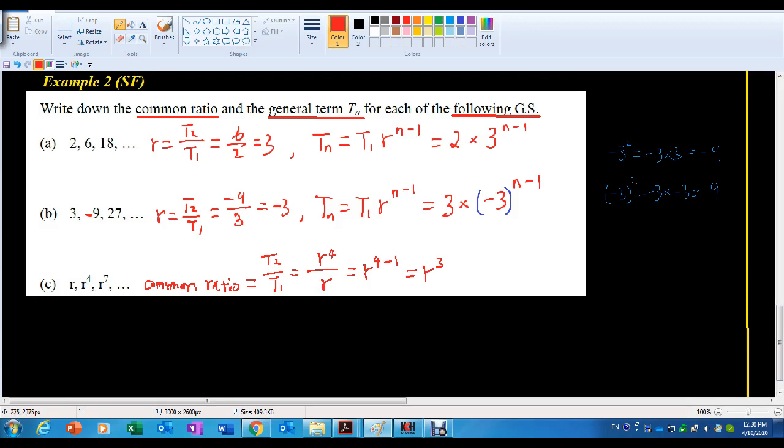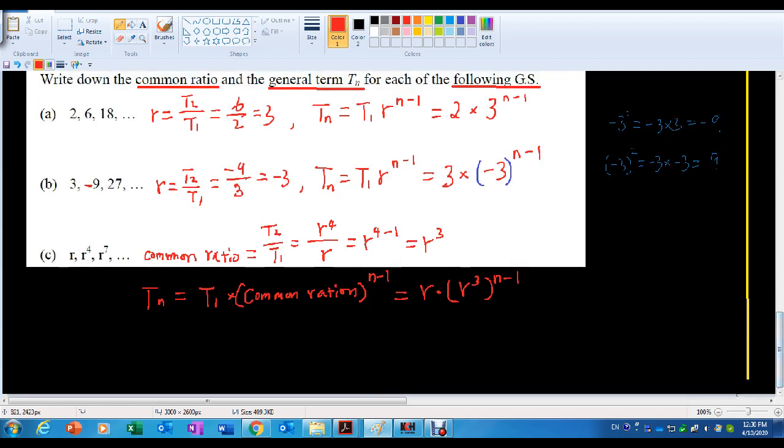So that basically means the common ratio is not r, it's r to the power 3. So for Tn equals T1 times the common ratio to the power n minus 1, remember now, the common ratio is not r, it's r to the power 3. So we better write common ratio as a verbal expression. So that means T1 is r, common ratio r to the power 3, bracket n minus 1.